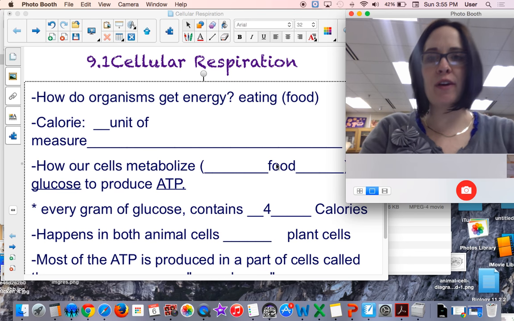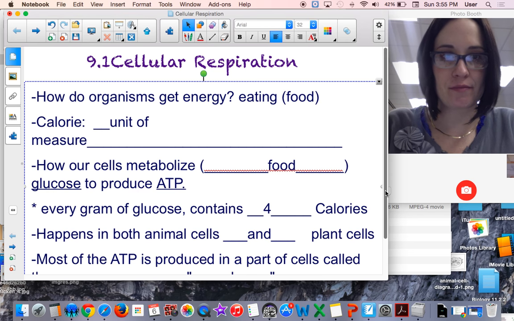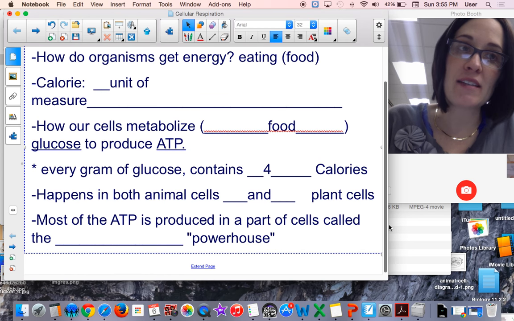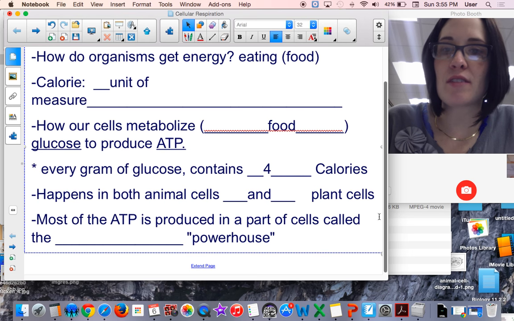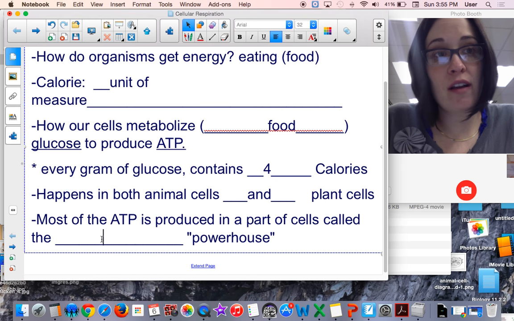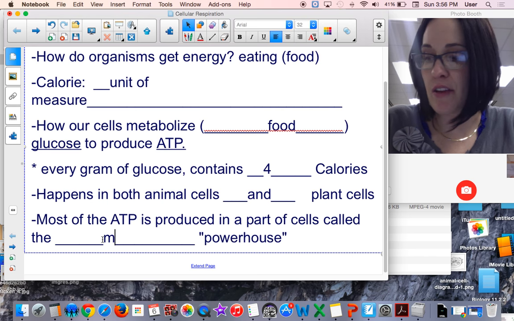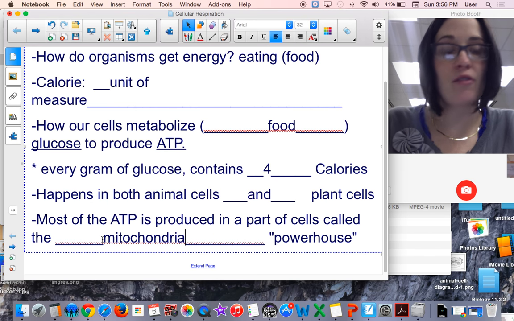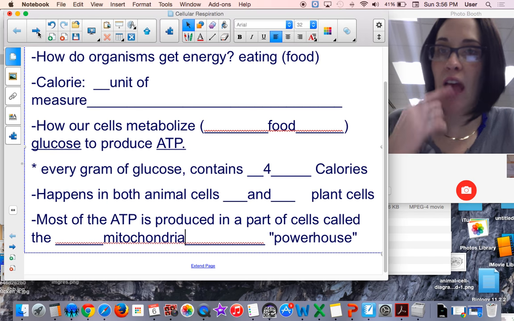So cellular respiration happens in both animal cells and plant cells. Okay, so the plants that photosynthesize to make the glucose actually use the glucose themselves as well. Most of the ATP that we're going to talk about is produced in a specific part of a cell called the mitochondria, or the powerhouse of the cell. It's called the powerhouse because it produces the ATP.